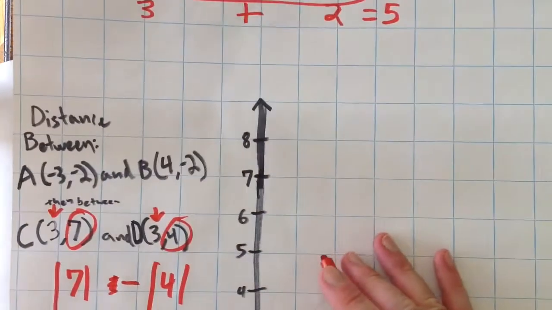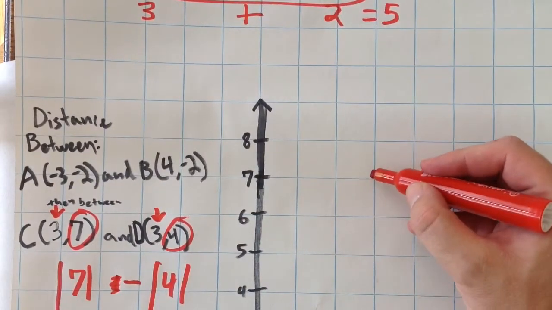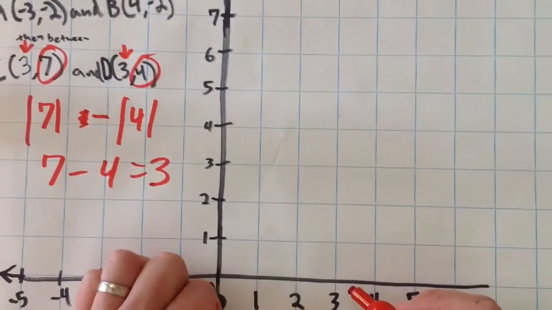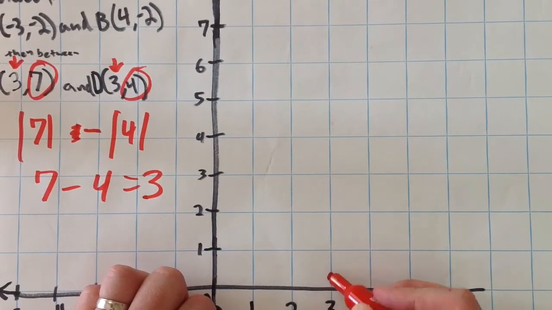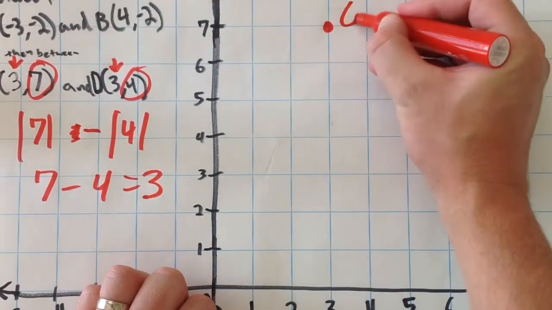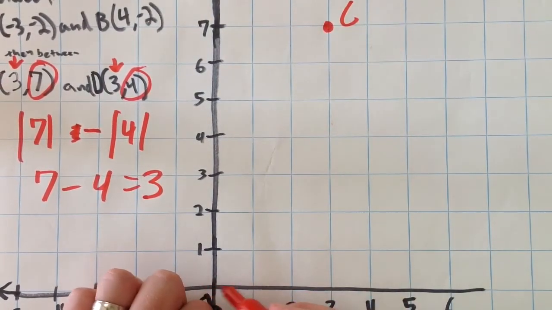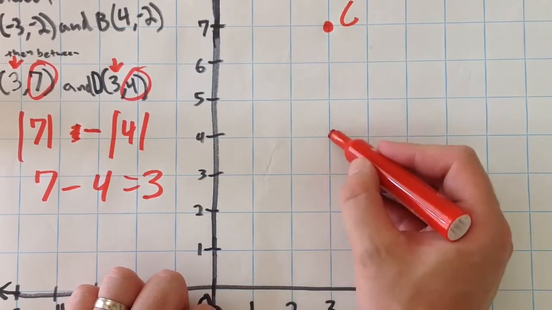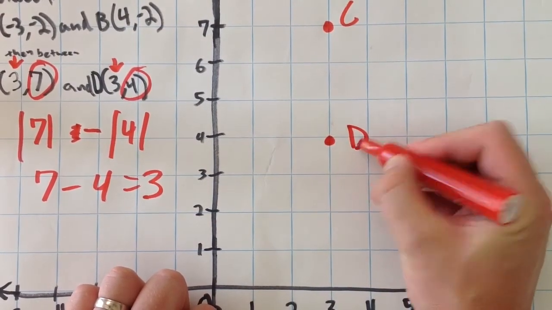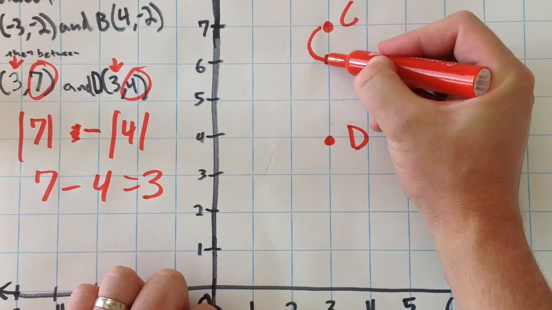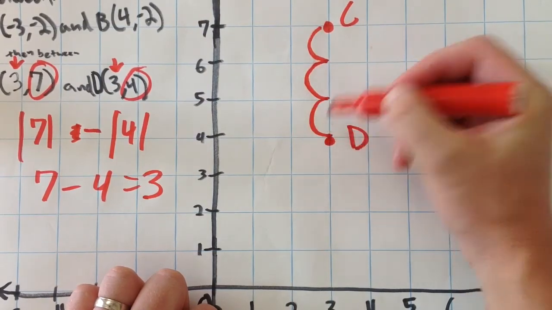If we were to plot these over here, we could prove the distance between them is actually 3 because 7 minus 4 is 3. Here is point C, and then point D is 3 steps to the right, 4 steps up, gives me point D, and we can clearly see that we were right, 1, 2, 3 steps away.